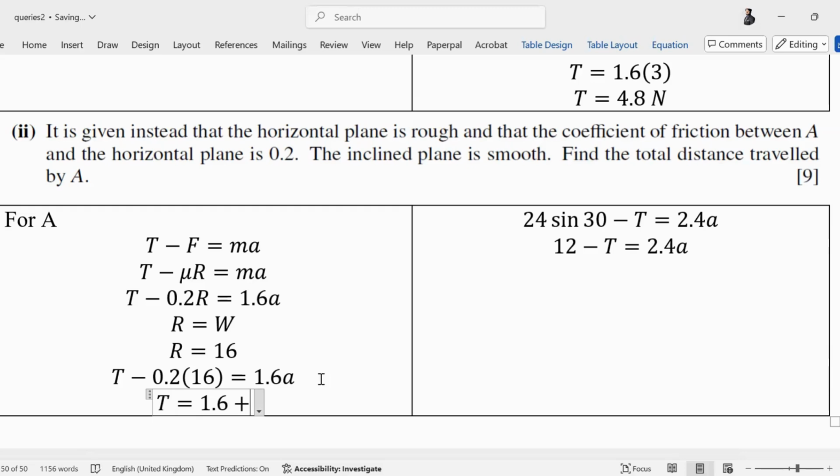With the plus 0.2 term, it should come to 3.2. 1.6A plus 3.2, and you can plug it in. 12 minus 1.6A plus 3.2.